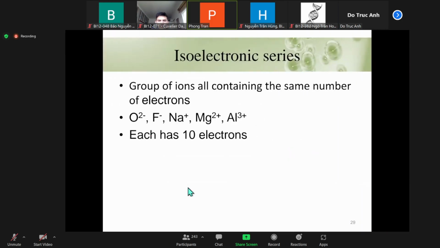Now, we have a concept of isoelectronic series. An isoelectronic series is a group of ions all containing the same number of electrons. It doesn't matter whether you have a neutral atom, cation, or anion. When you have the same number of electrons, we call it an isoelectronic series. For example, you have O2-, F-, Na+, Mg2+, Al3+. All these species have 10 electrons.